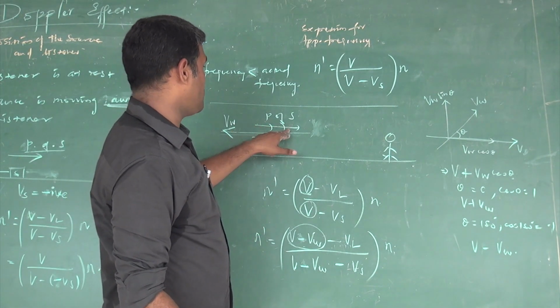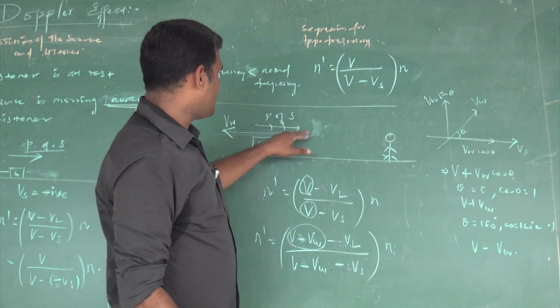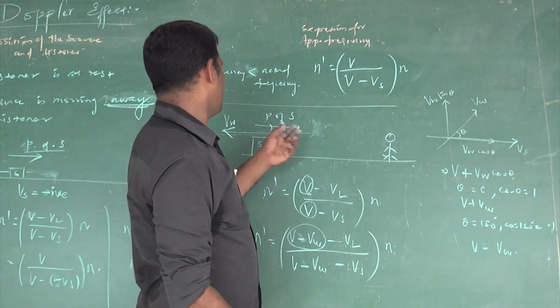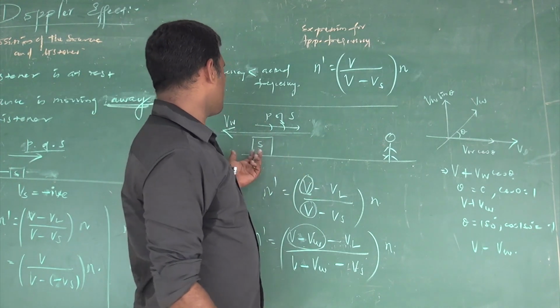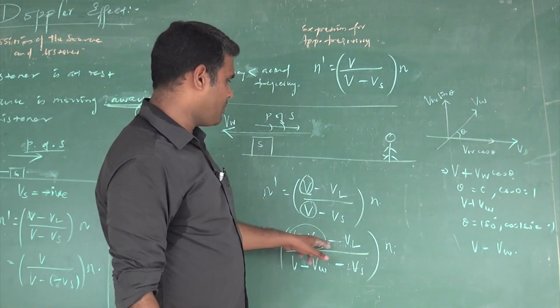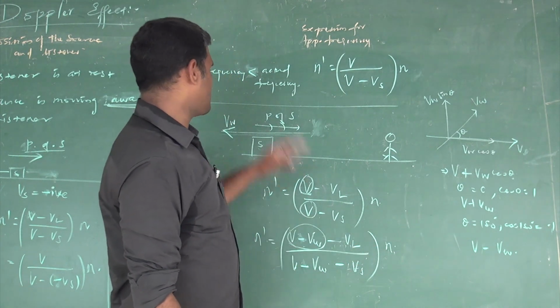when the velocity of wind is opposite to the direction of propagation of sound waves, or otherwise the velocity of the wind is from listener to the source. Then the apparent frequency will get the expression (V minus Vw minus VL) by (V minus Vw minus Vs) into N. This is the expression.